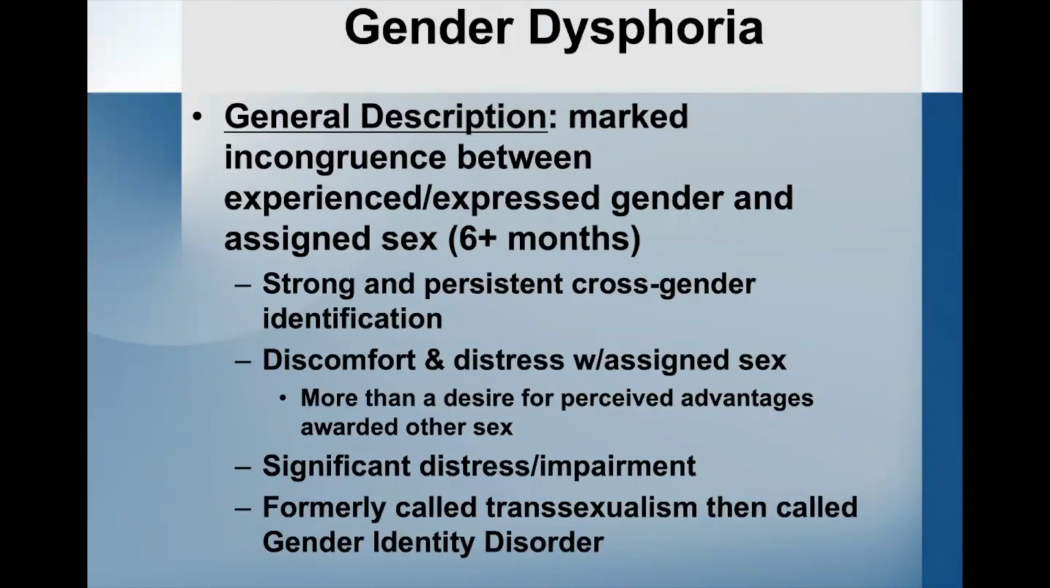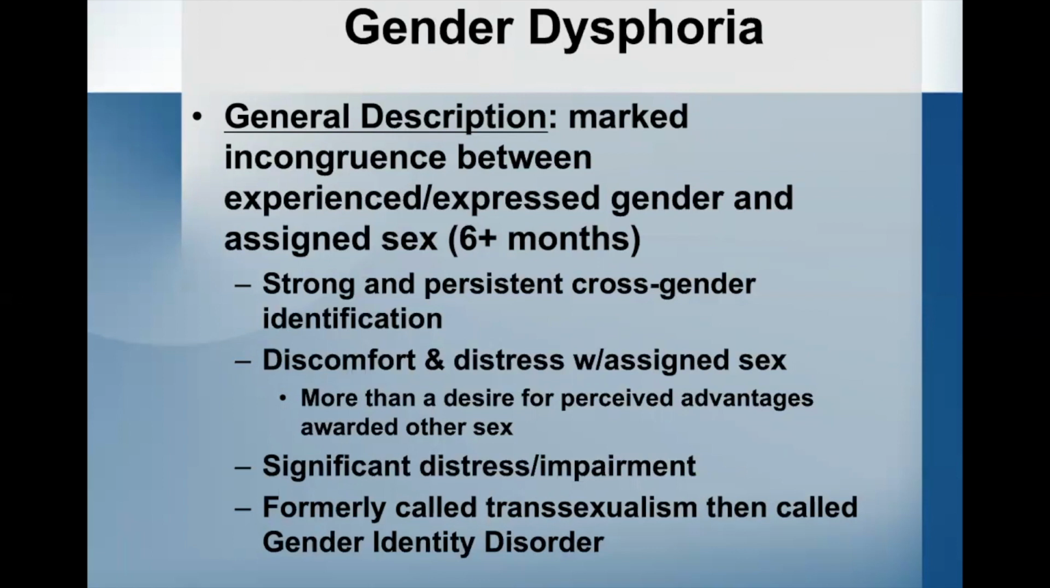When the difference between one's expressed or experienced gender and their assigned sex is extreme, and this lasts for over 6 months, then gender dysphoria may actually be a diagnosable condition. So this would include examples of a biological male feeling that he's really a woman. In the past, this has been called transsexualism, then moved to the term gender identity disorder, and now the appropriate terminology is gender dysphoria. Here we see a strong and persistent cross-gender identification, so it's not merely a desire for some of the cultural advantages of the other sex.